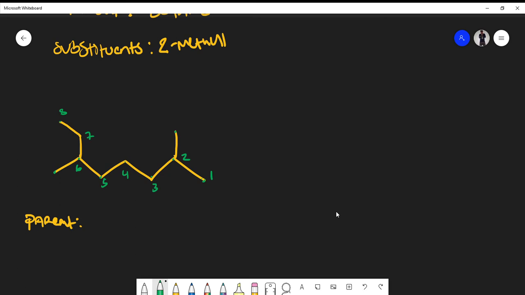If I start from this end, 1, 2, 3, 4, 5, 6, 7, 8, or I could get 8 here as well. Here's the problem with that. My first branch point comes at, so this is carbon 1, this is 2, this is 3, right? So my first branch point comes at carbon 3, whereas if I started from here like I did initially, my first branch point comes at carbon 2. So this is the reason why you would start naming from this end. So getting that out of the way, we notice that our parent is octane.